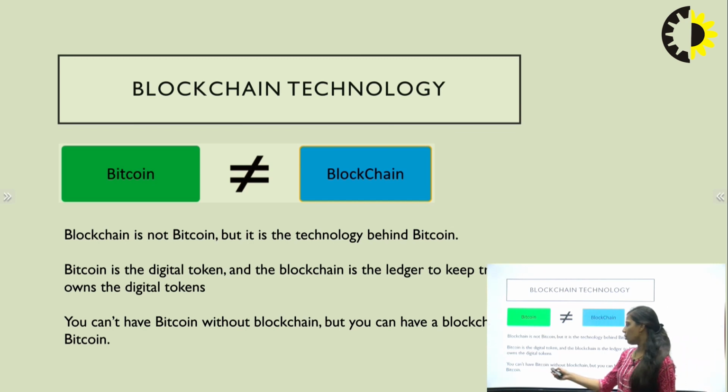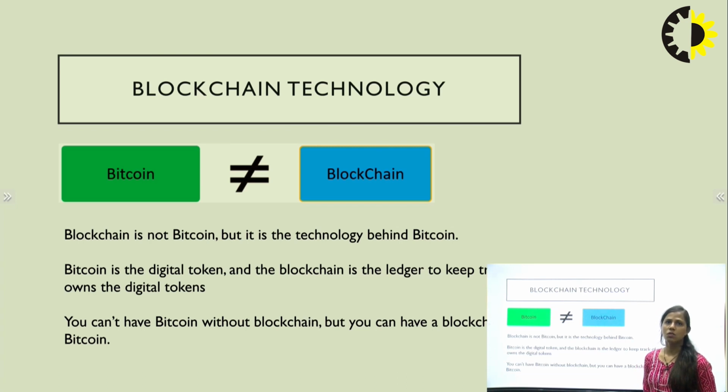So you can't have Bitcoin without the blockchain. Means if you don't use blockchain technology, you can't have Bitcoin either. Bitcoin is used in blockchain technology. Means you can use Bitcoin tokens in blockchain technology, but you can use blockchain without having Bitcoin.